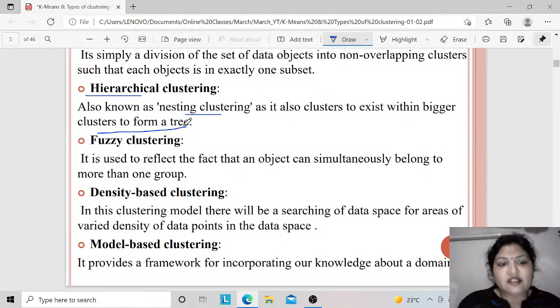Then we have fuzzy clustering. It is used to reflect the fact that an object can simultaneously belong to more than one group. So it might be possible sometimes that a data point is falling under more than one group.